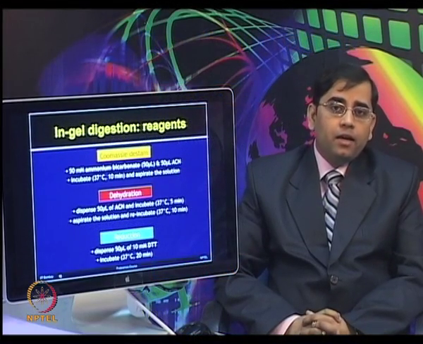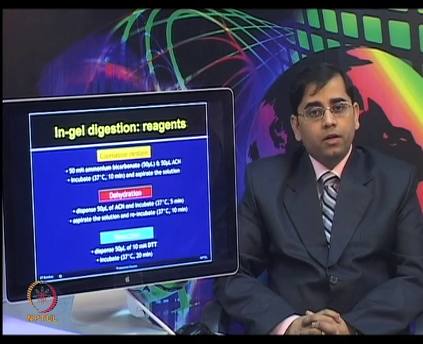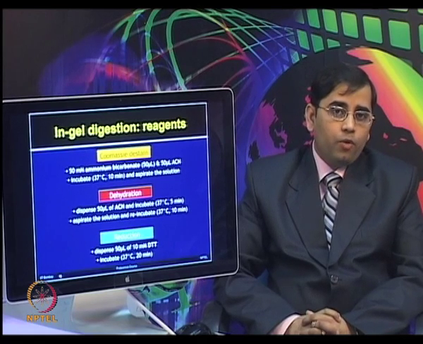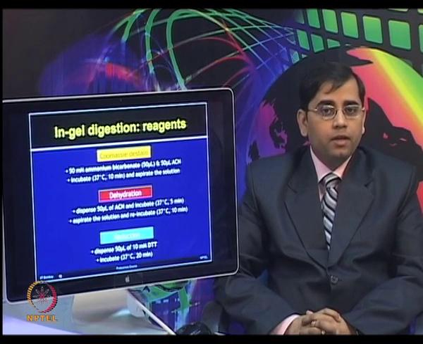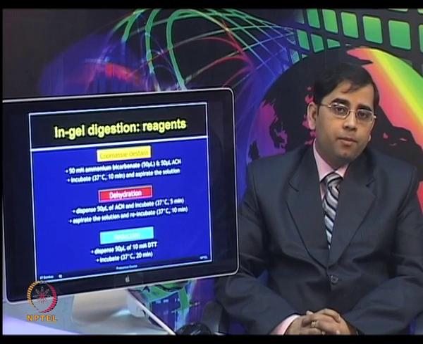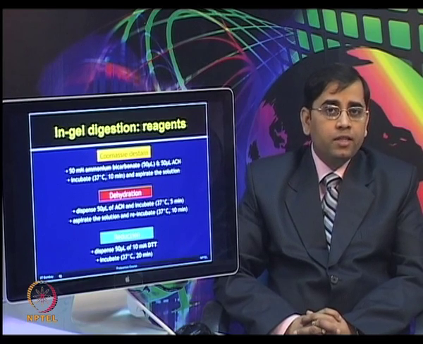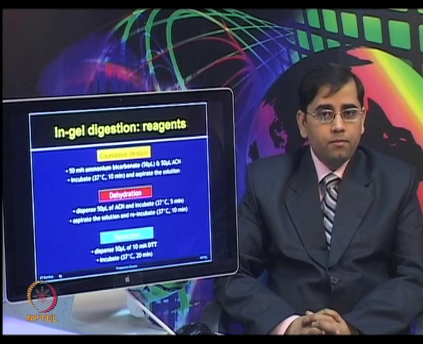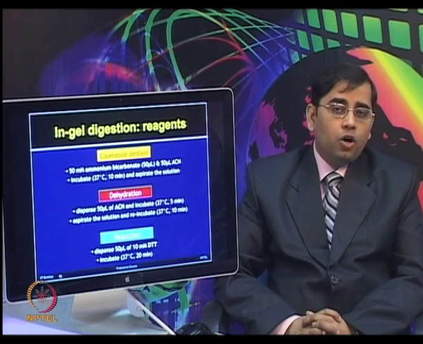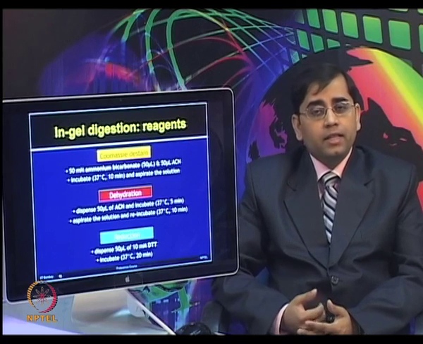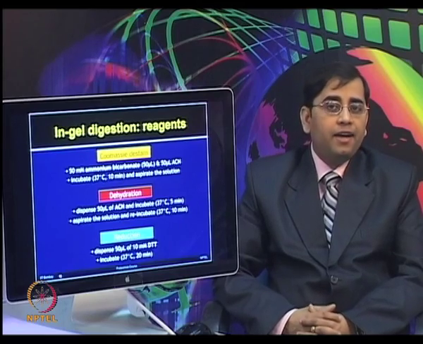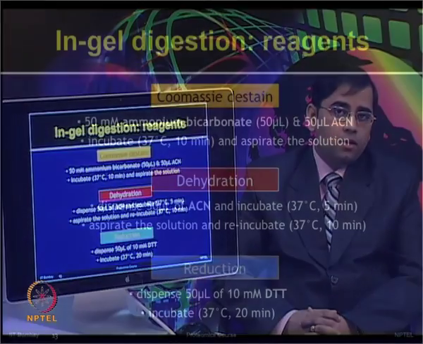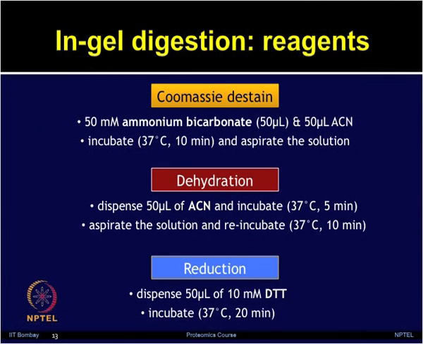Acetonitrile reduces the hydrophobic interaction between protein and the stain, while the ionic solution decreases the ionic interaction between the negatively charged Coomassie brilliant blue dye and the positively charged protein. Once the de-staining step is performed, then we need to dehydrate the gel pieces, which can be done by the addition of acetonitrile. After this incubation is done, then you are ready for performing the reduction step.